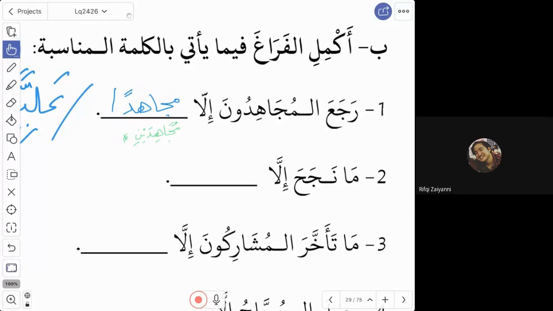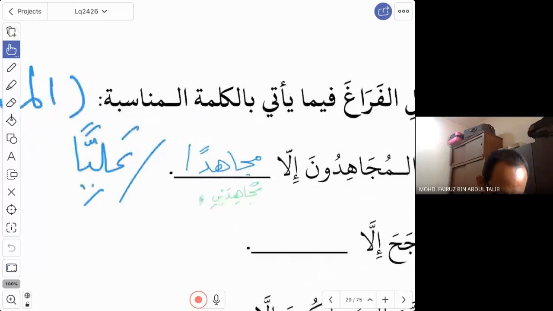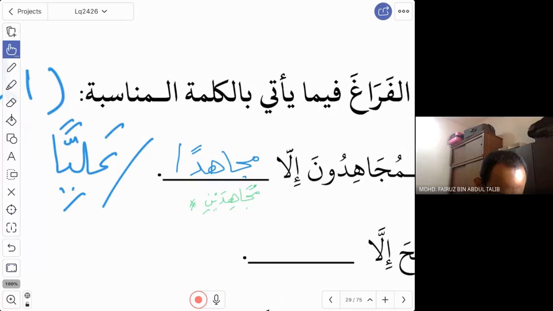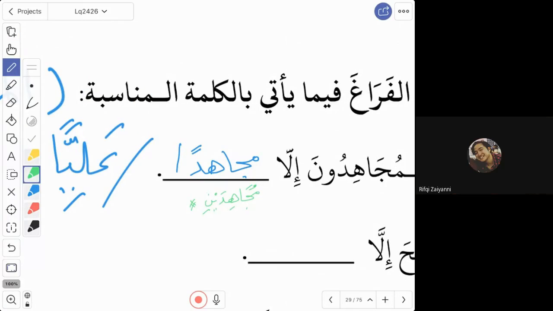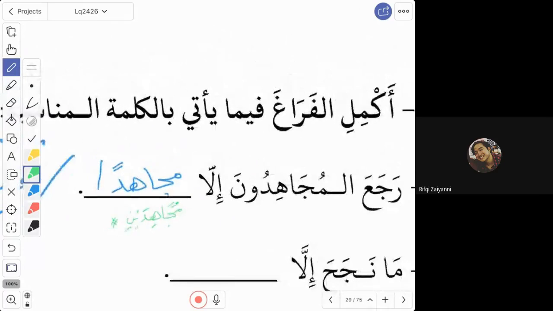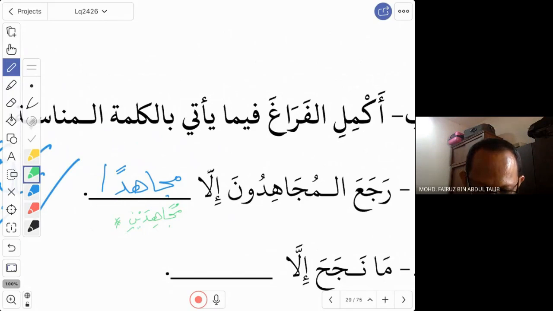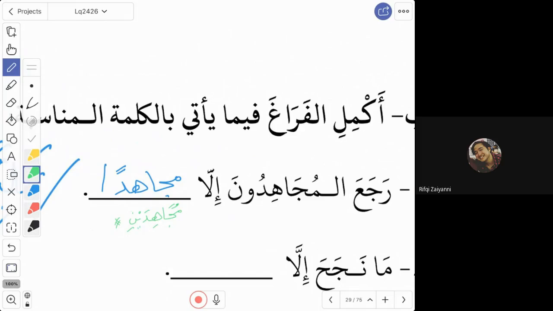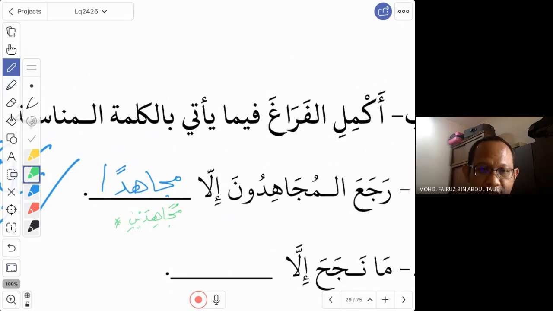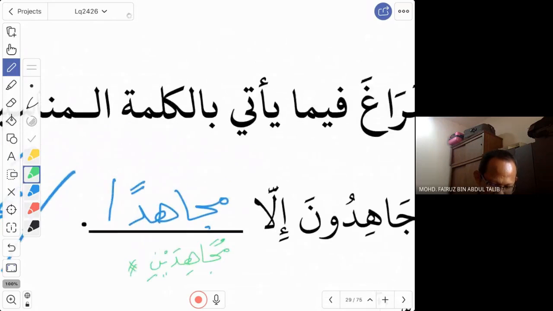Kalau pakai syahidan boleh ke Ustaz? Sebab macam the mujahidin return except for the one yang syahid. Okay. Kecuali illa, oh, except one syahid. The one who has died. Betul kan? Illa syahidan.